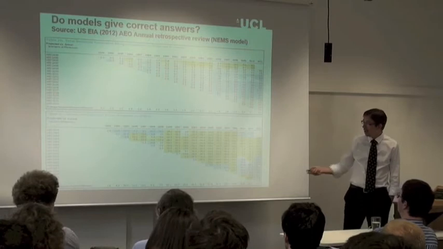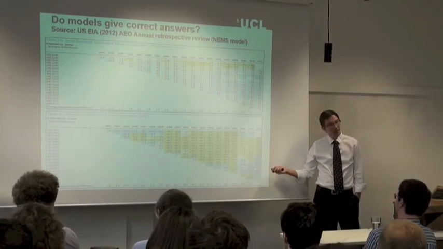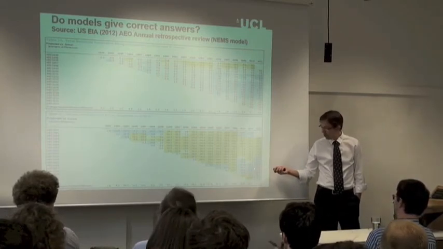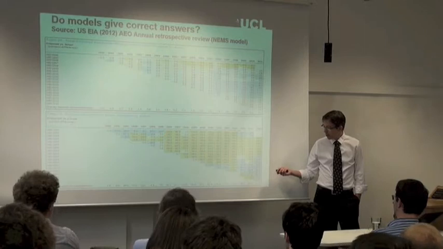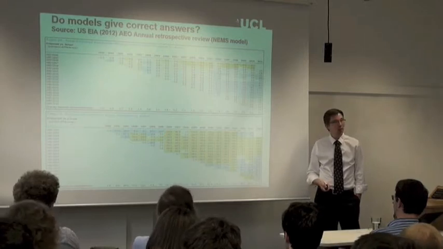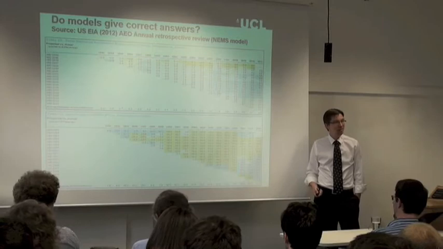Let me look at this area. This is most interesting because this is the collapse in natural gas prices. So the models, even from two years ago, were saying that natural gas prices were 80% higher than they actually were in reality. So blue is actually the model getting it too high.